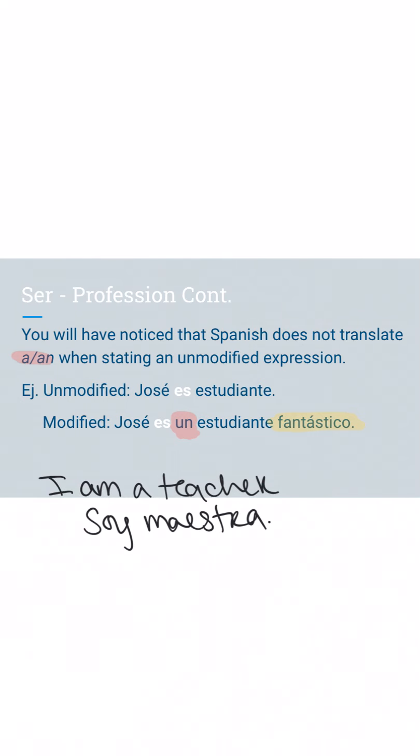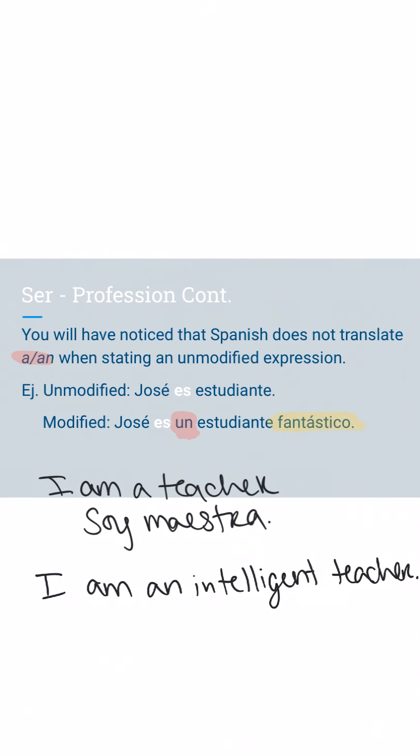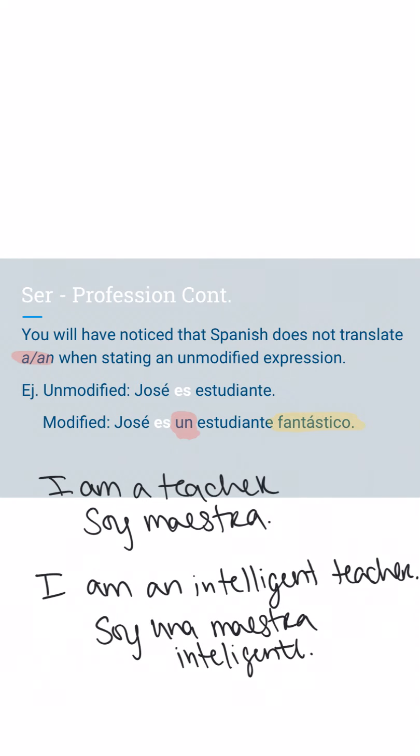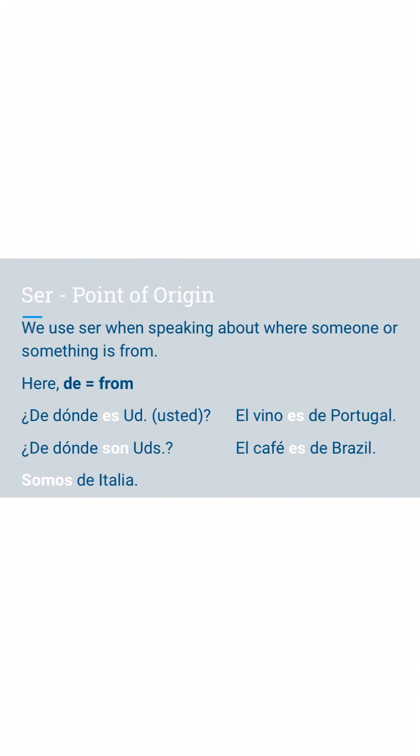But if I wanted to describe the type of teacher that I was, if I wanted to say, maybe I am an intelligent teacher, that's one of our words. I am an intelligent teacher. I would write that as soy una maestra inteligente. Bingo. All right. So the next one that we're going to talk about is point of origin. And basically this means, where do you come from? Where are you from?